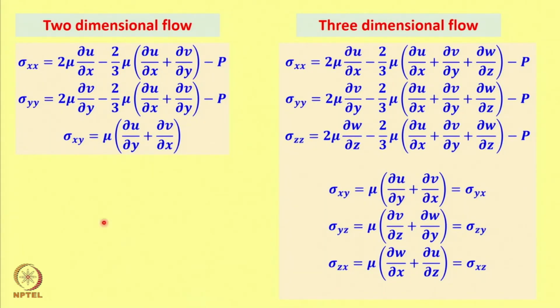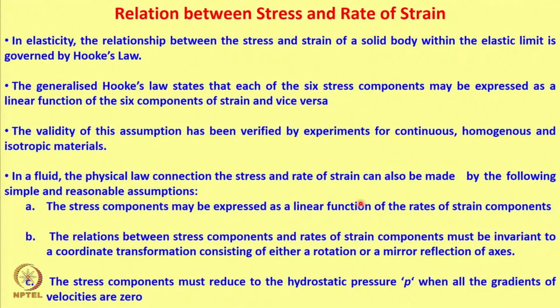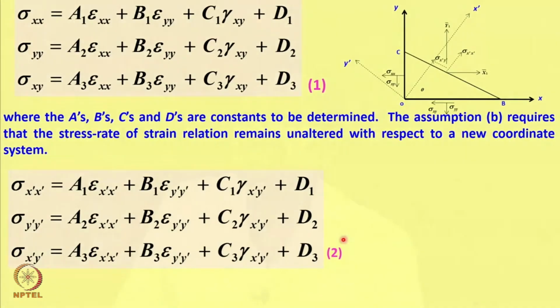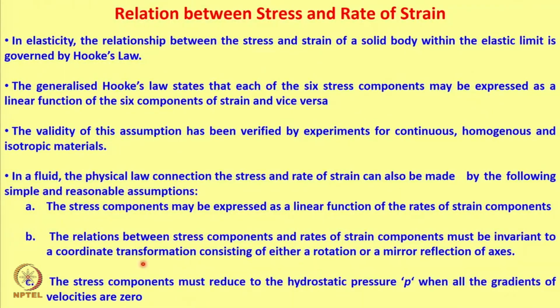So the summary of this is that, you see, we invoked only three assumptions. That is, stress is expressed as a linear function of rate of strains, that is a1 epsilon xx, b1 epsilon yy, c1 gamma xy plus d1 equal to sigma xx. This comes from linearity assumption, and it is invariant. Stress components and strain components relations are invariant with coordinate transformation, either rotation or mirror reflection, and stress is reduced to hydrostatic pressure when all gradients of velocities are zero.